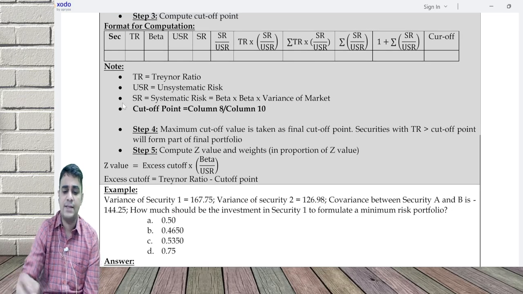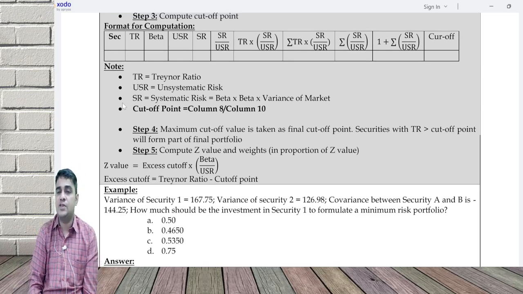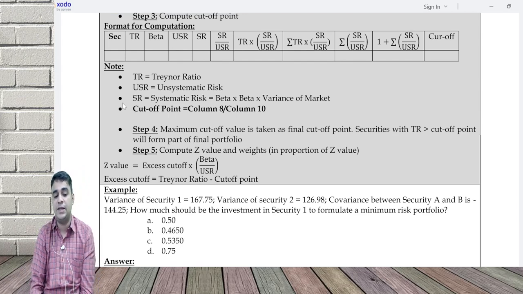Okay, can you apply this and tell me? Variance of security 1 is there, security 2 is there, covariance is there. What should be the investment in security 1 to formulate a minimum risk portfolio? I've given you the formula and all, do it.